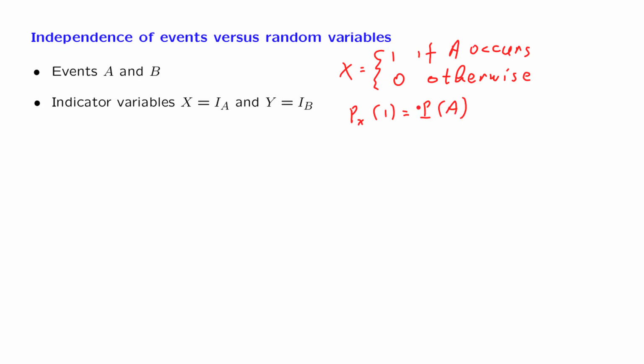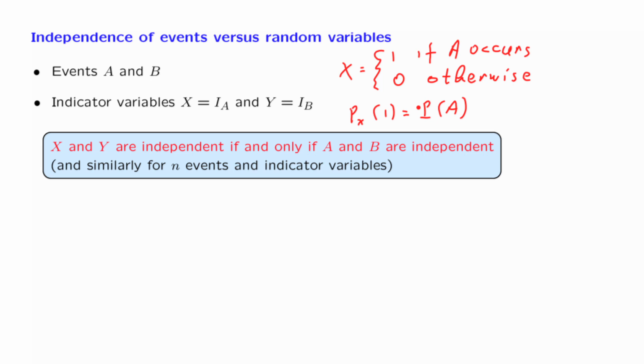It turns out that the independence of the two events A and B is equivalent to the independence of the two indicator random variables. And there is a similar statement which is true more generally. That is, n events are independent if and only if the associated n indicator random variables are independent. This is a useful statement because it allows us to sometimes, instead of manipulating events, manipulate random variables and vice versa. And depending on the context, one may be easier than the other.